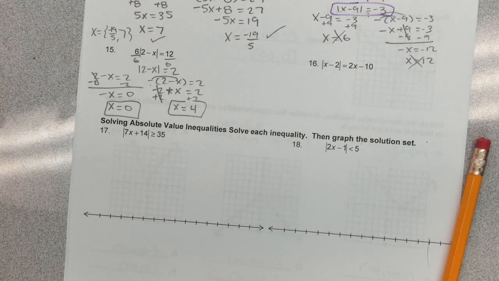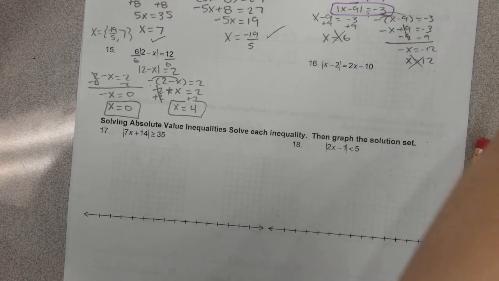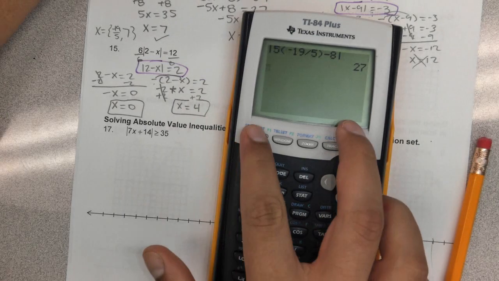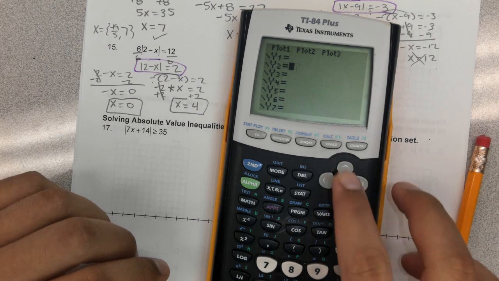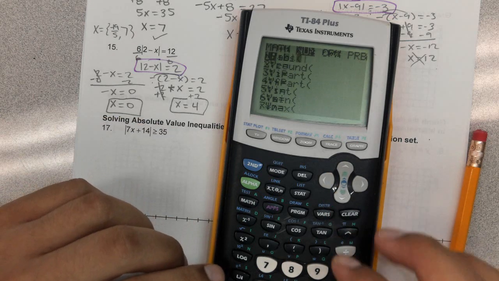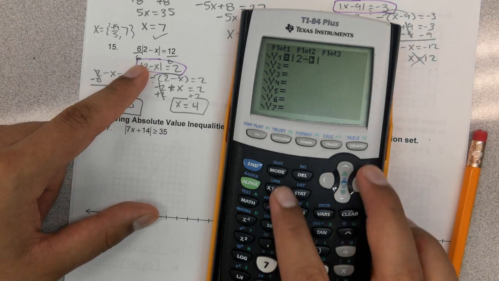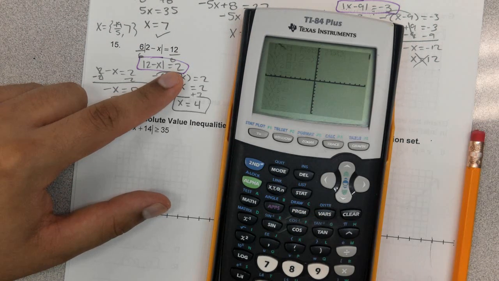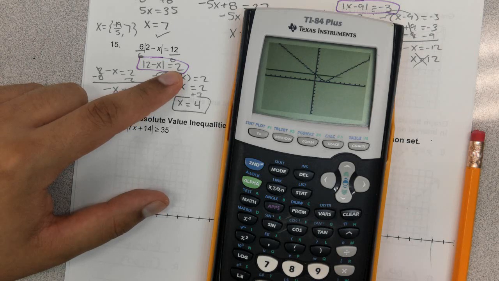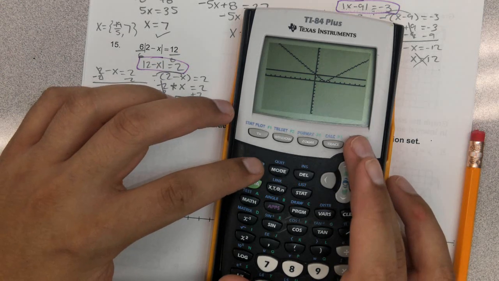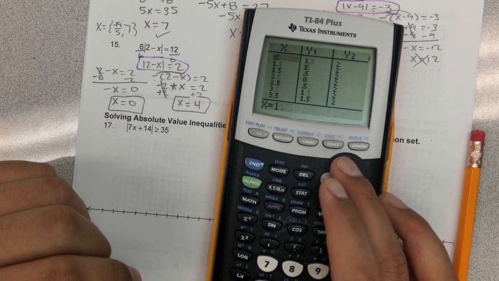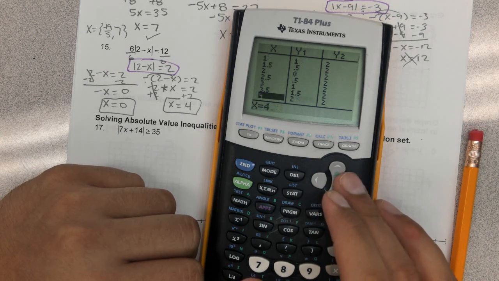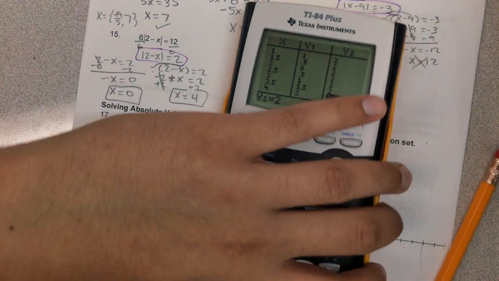Then again, you always got to check if your answers work. So you always use the isolated one to check your answers. I could do this if you wanted to use a calculator. Math, num, abs for y1. So the left side is 2 minus x. So absolute value 2 minus x. Then on the right side is just y equals 2. There's two solutions. And if I go to the table, at 0, they both repeat, so that works. And then at 4, 2 and 2, they both repeat, so that's our solution. So they both work.